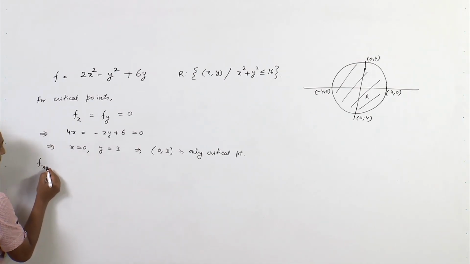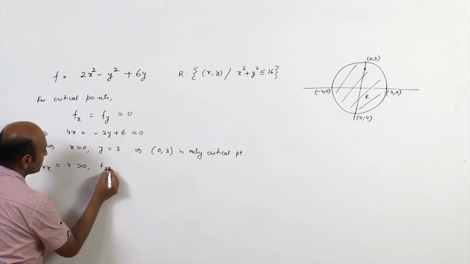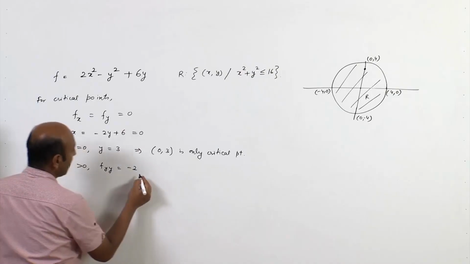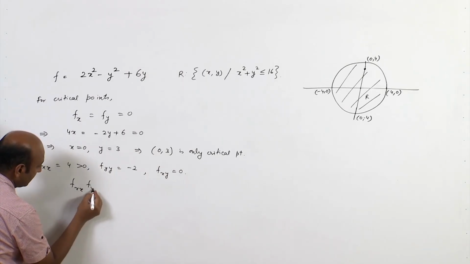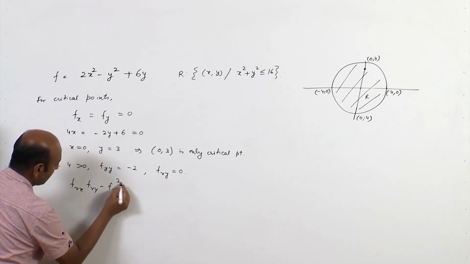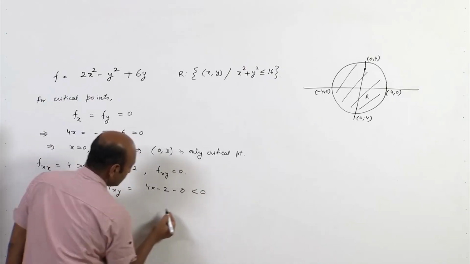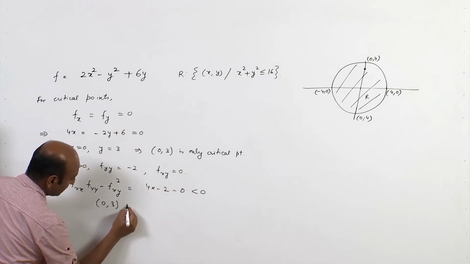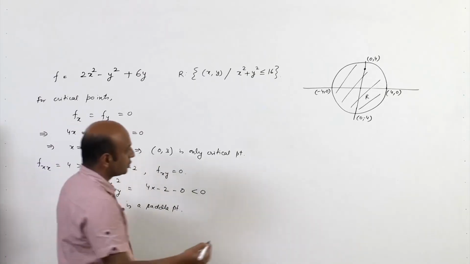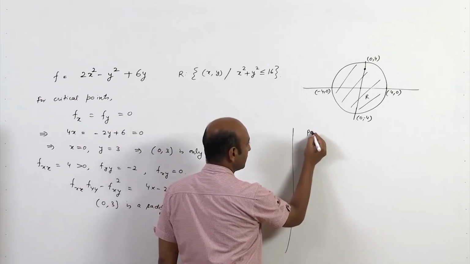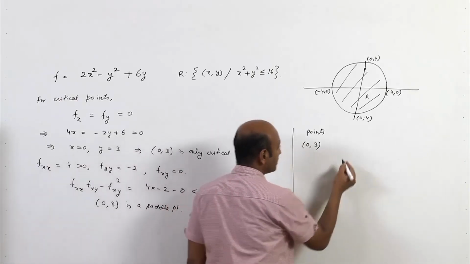What is fxx? fxx is 4, which is positive, fyy is minus 2, and fxy is 0. Then fxx fyy minus fxy square, if you calculate this value, is 4 into minus 2 minus 0, that is negative. So, this point 0 comma 3 is a saddle point. So, the point is 0 comma 3, this is an interior point, and the nature is a saddle point.